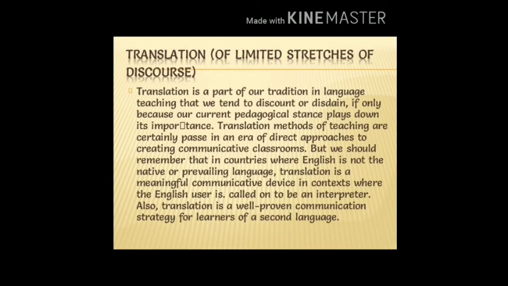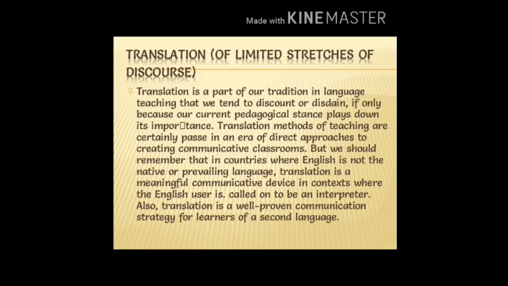Okay, the next is translation of limited stretches of discourse. Translation is a part of our tradition in language teaching that we tend to discount or disdain, if only because our current pedagogical stance plays down its importance.